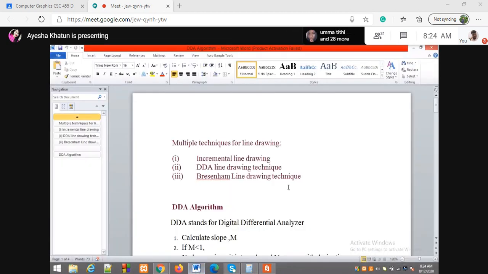Okay, so first of all we have the technique, that is the incremental line drawing, then the DDA line drawing algorithm, that is also called digital differential analyzer, and third one is the Bresenham line drawing technique. So basically we will see these two, the DDA line drawing algorithm and the Bresenham line drawing algorithm.